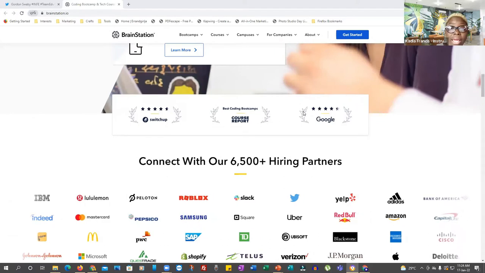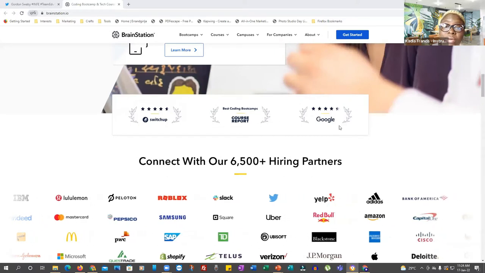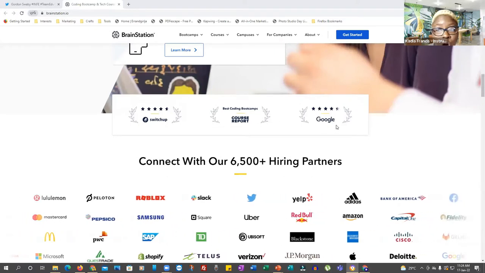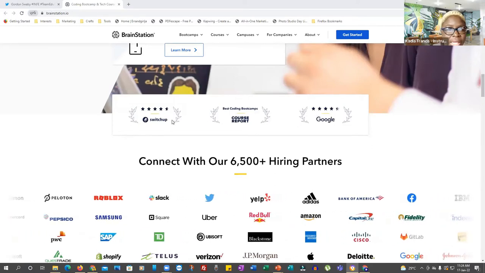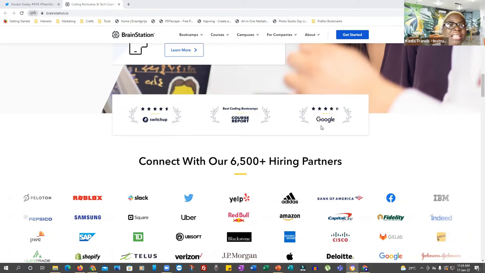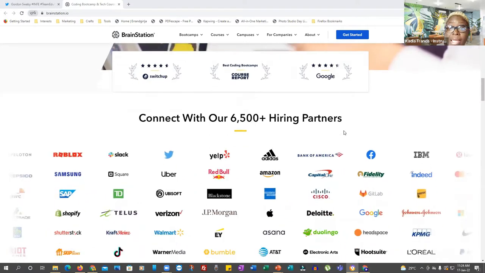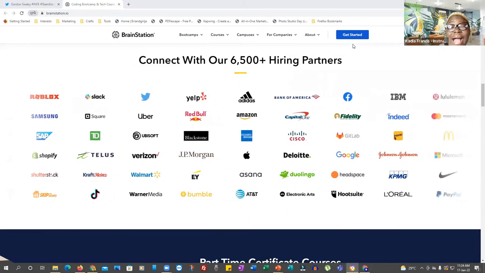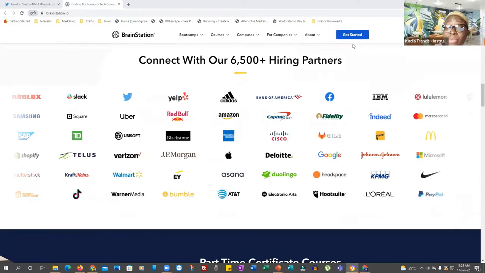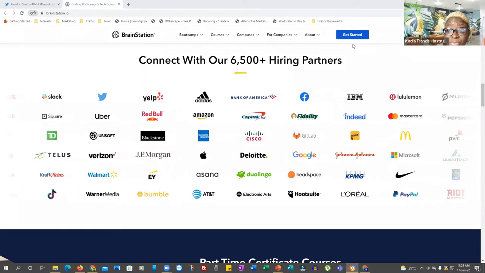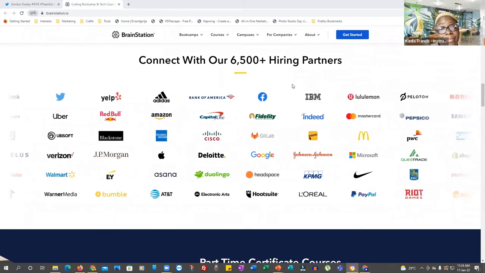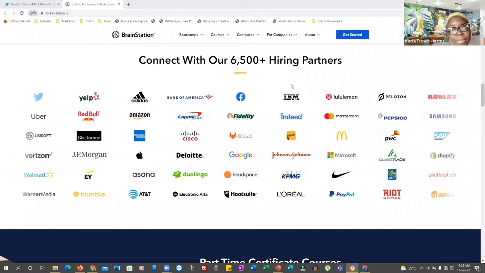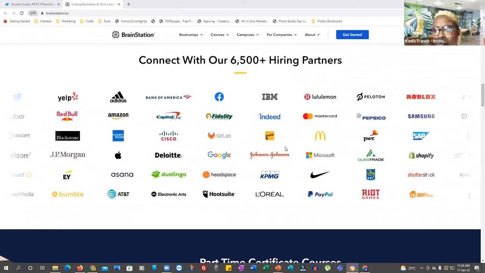Yes. So here, they're showing you how their rating is on these platforms. Best coding bootcamp, Switchup, Google. So these are accolades that they have won. And if you go down here, these are their hiring partners. So this is, again, brand affiliation, client affiliation, partners, and customer base. Because these are also, you could look at them as their customers. And of course, it's the who's who of who.